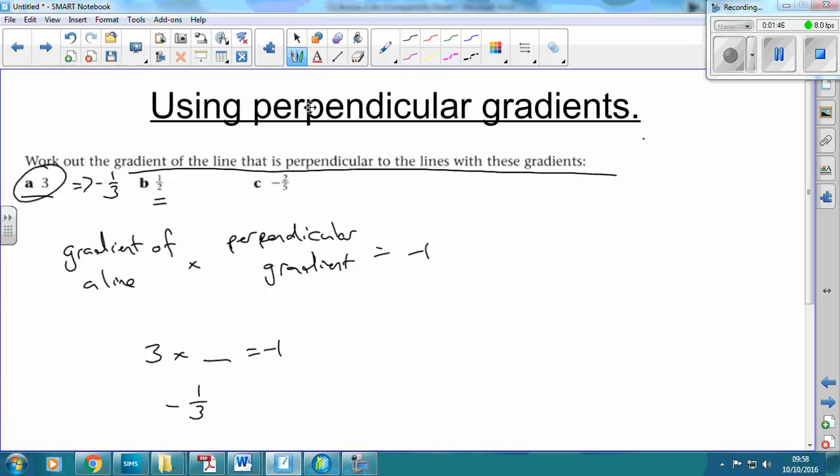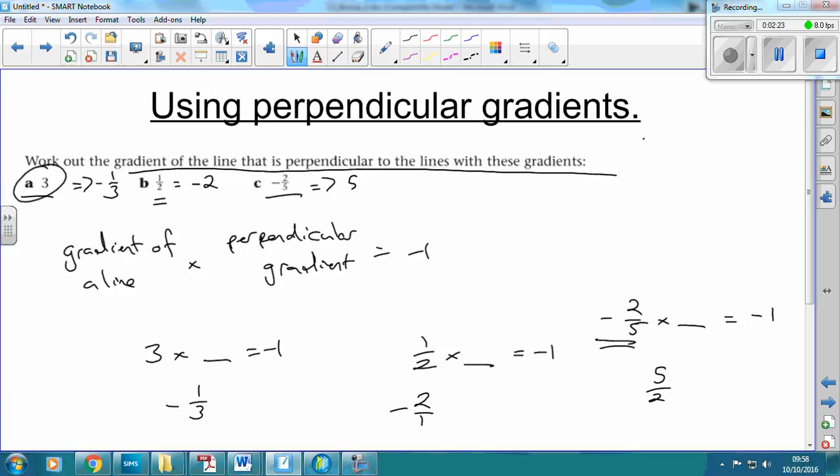Similarly with this one, 1/2 times something equals -1. So you flip upside down, so that's going to be 2/1. Then we change the sign to -2/1. And obviously 2/1 is just 2. That's going to be -2. Next one, we've got -2/5 times something equals -1. So we flip it upside down, so that's going to be 5/2. And whereas this one here is negative, we flip the sign, so it's going to be a positive 5/2. It's as easy as that, really.